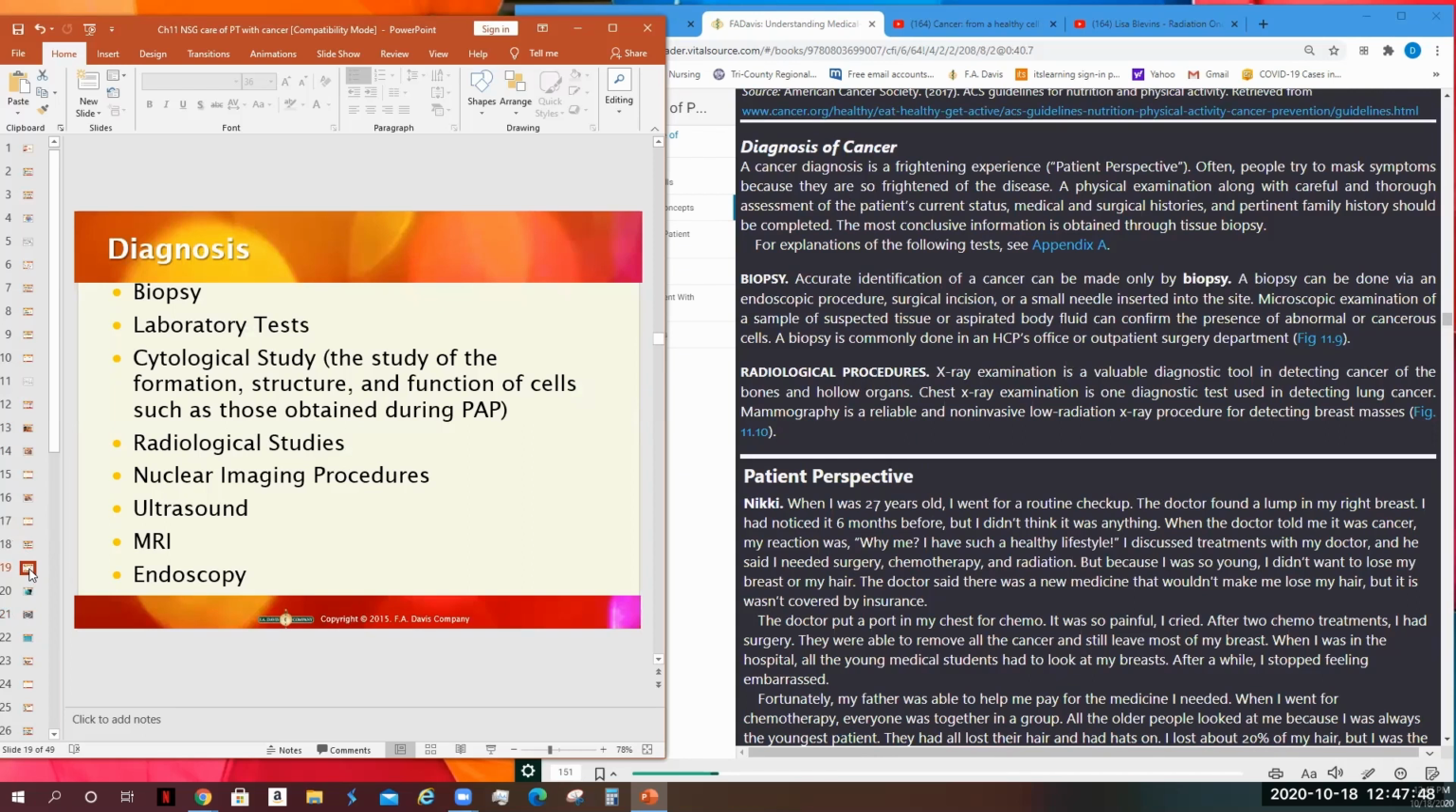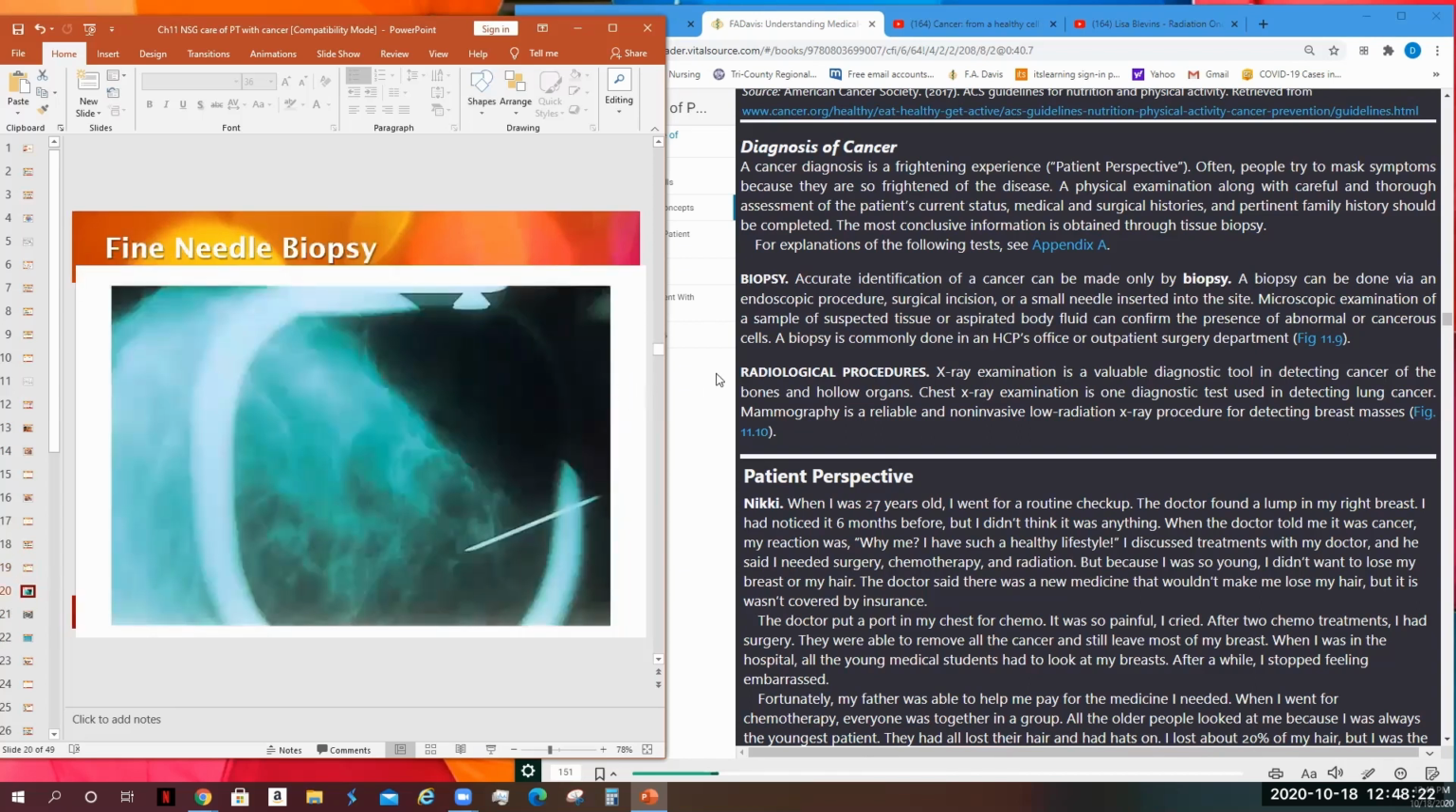The most conclusive information is obtained through tissue biopsy. For explanations of the following tests, see Appendix A, biopsy. An accurate identification of a cancer can be made only by biopsy. A biopsy can be done via an endoscopic procedure, surgical incision, or a small needle inserted into the site.